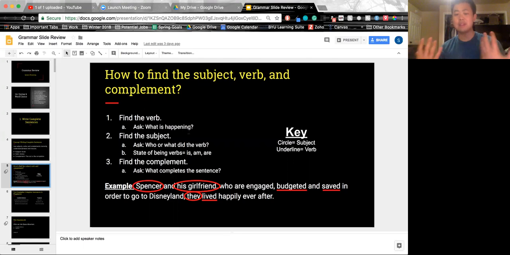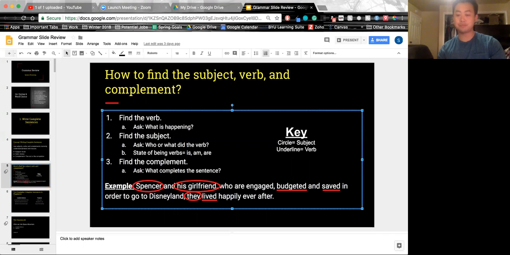Let's look at this first example sentence. Spencer and his girlfriend, who are engaged, budgeted and saved in order to go to Disneyland. They lived happily ever after. If we notice here, let's start with the verb. The verbs were budgeted, saved, and lived. Those are the actions being done. Who's doing the budgeting, the saving, the living? It's obviously Spencer and his girlfriend. So those two are the subjects, and also they, because they are the ones who are living.